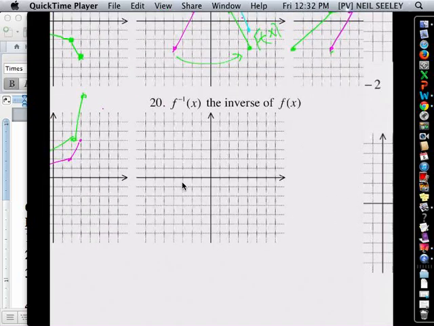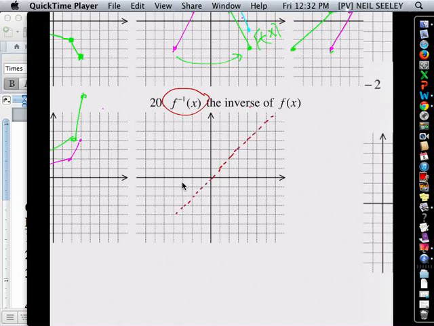Cruising. Okay, to do the next one, we got to have the inverse function, which is a rotation about y equals x. So we're going to put in a little y equals x line right there. And the function, I'm going to redraw it in its usual pink.